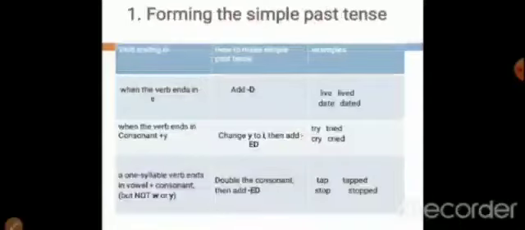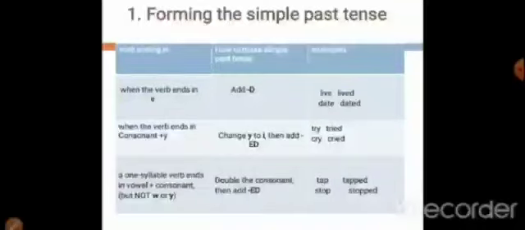Now, forming the simple past tense. How are simple past tenses formed? When the verb ends in E. Suppose we are having a verb and the last letter is E. Example, L-I-V-E, live. What do we do? We add D. So L-I-V-E, live becomes L-I-V-E-D, lived. D-A-T-E, date becomes D-A-T-E-D, dated.